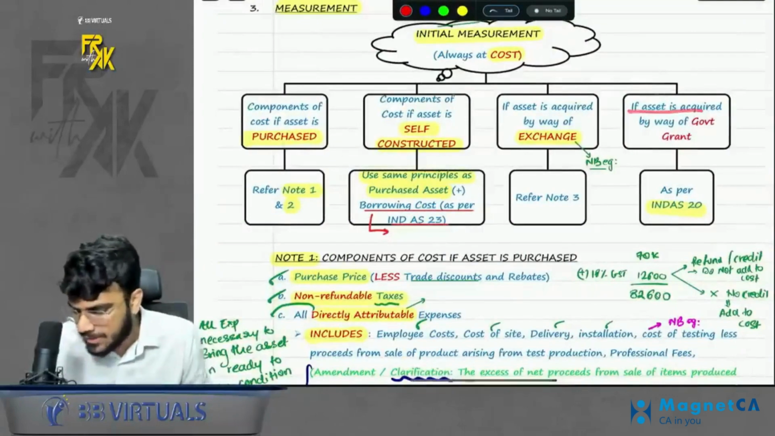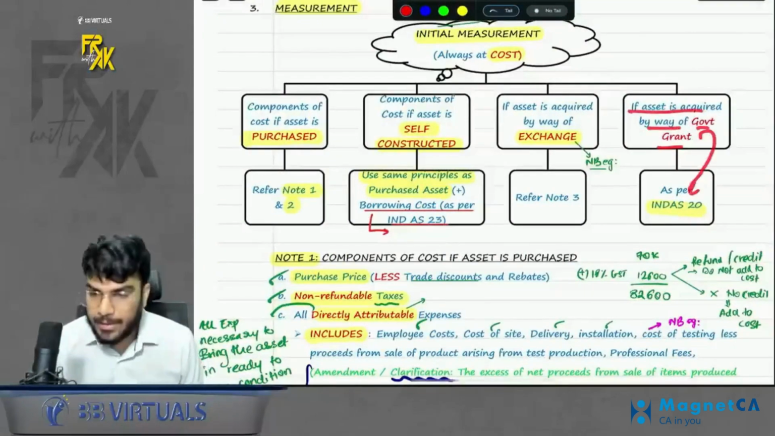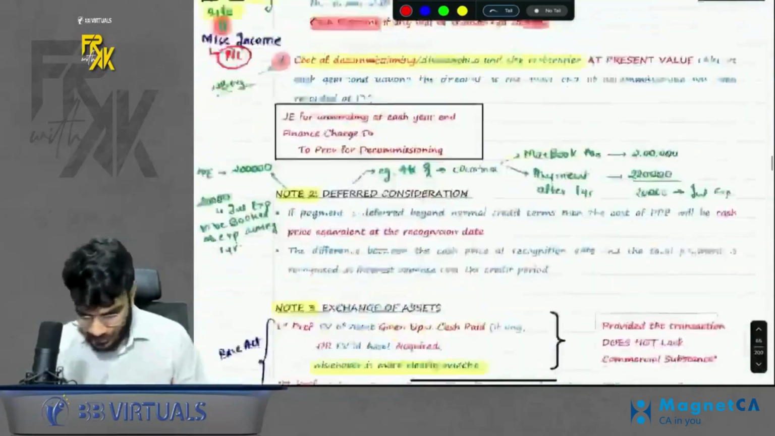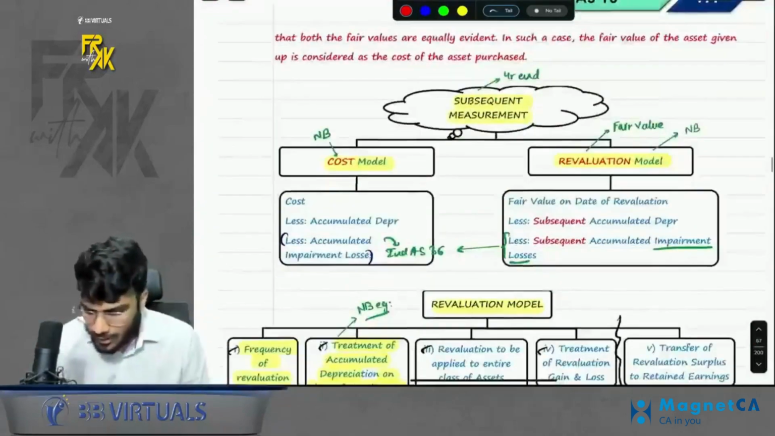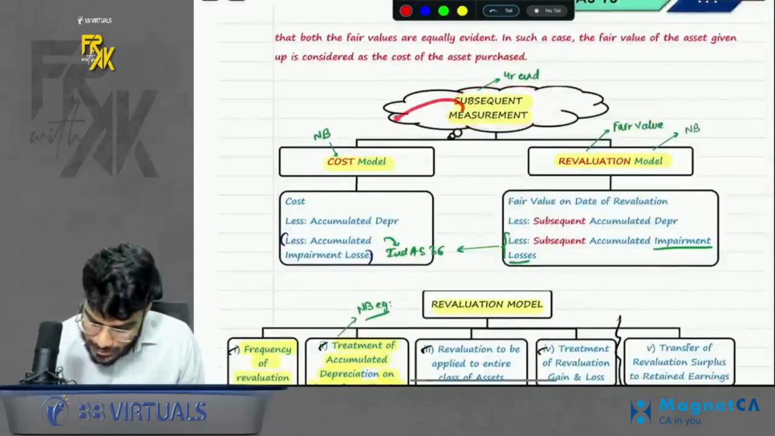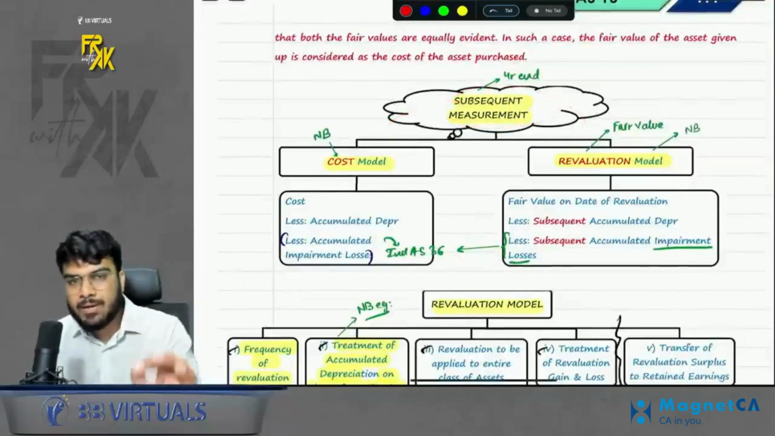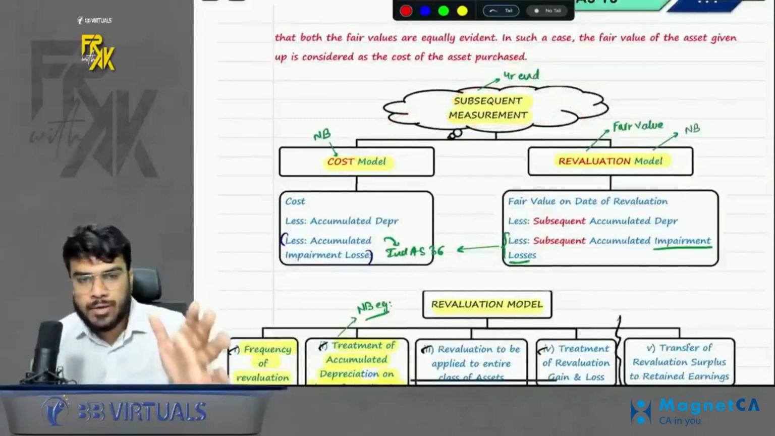Next point is asset is acquired by way of government grant. So we will apply Ind AS 20. Simple. Let's proceed further. This was initial measurement. Now let's move on towards subsequent measurement. What is the meaning of subsequent measurement? Subsequent measurement means at every year end, at what value will you keep the PPE?